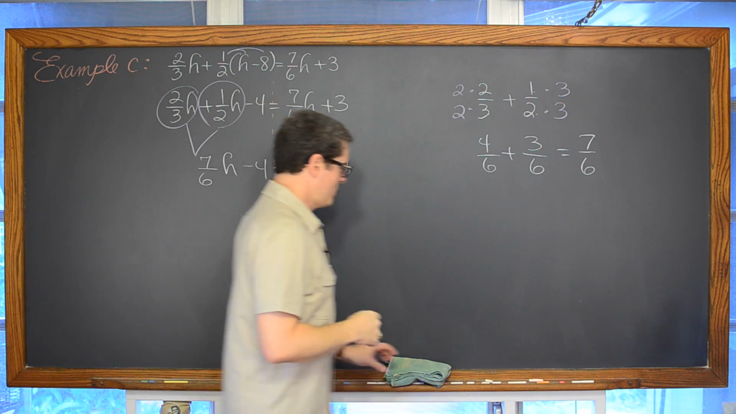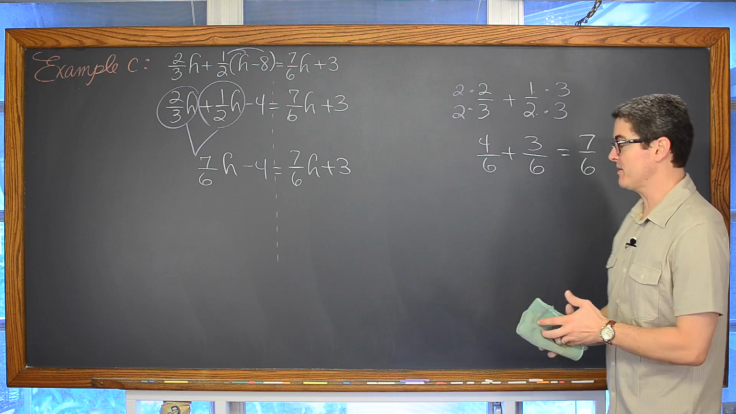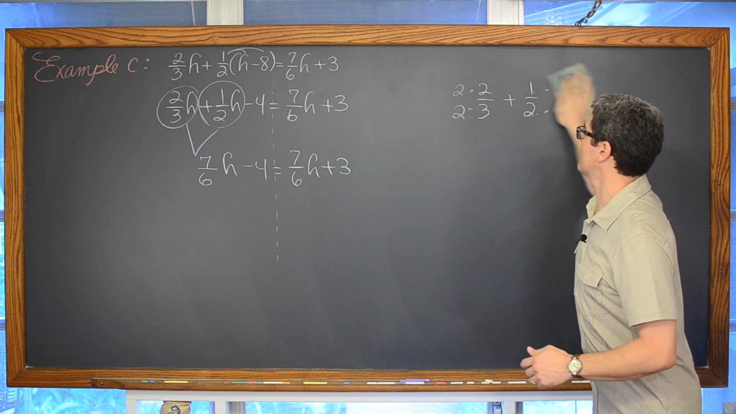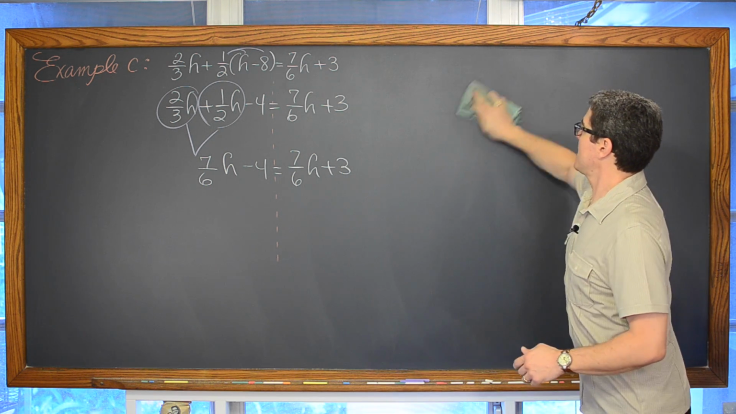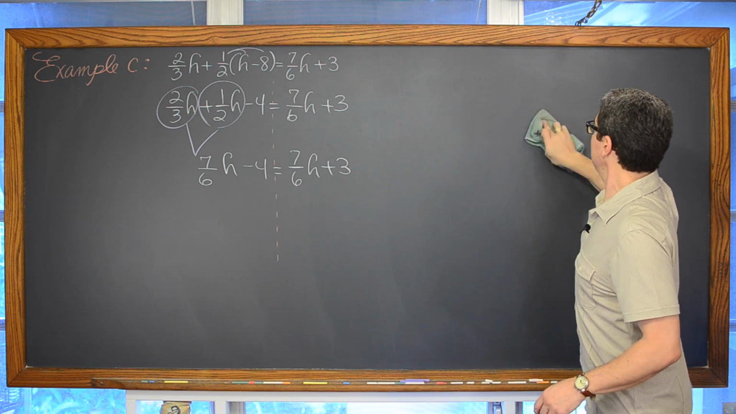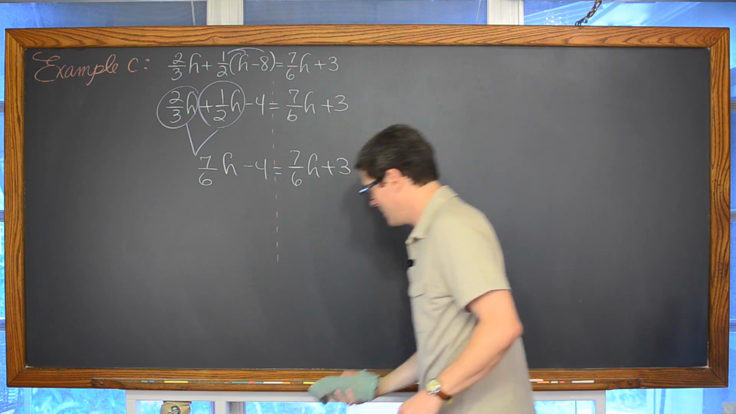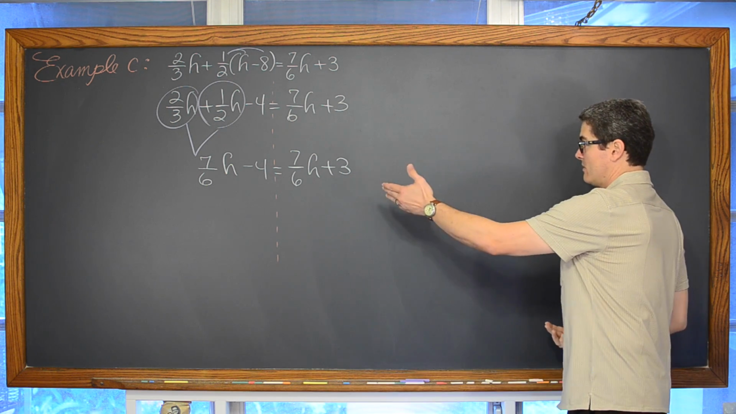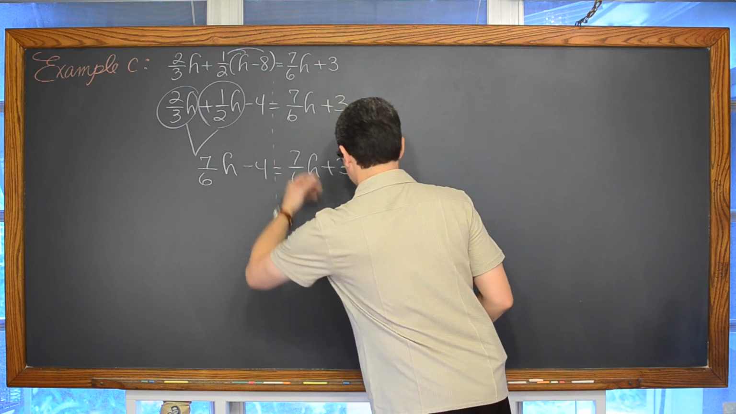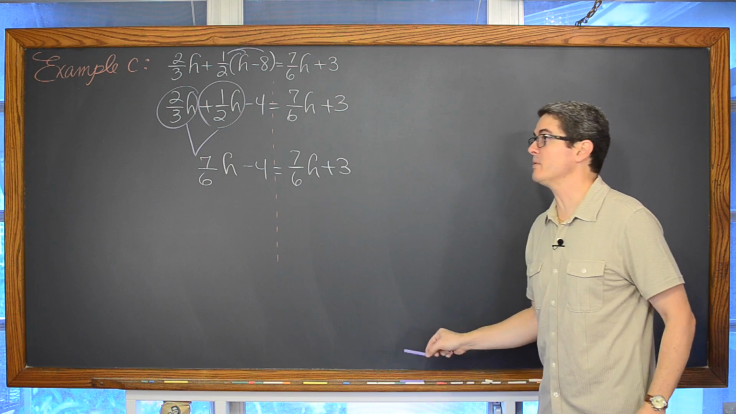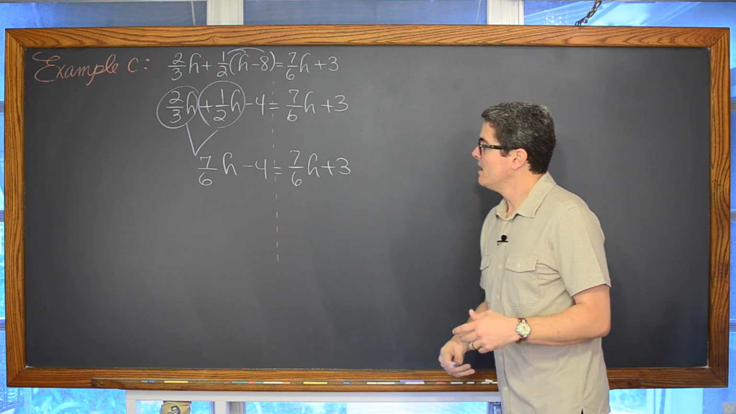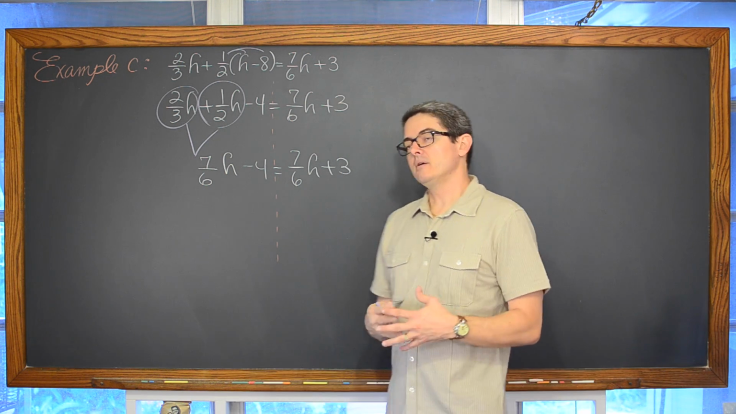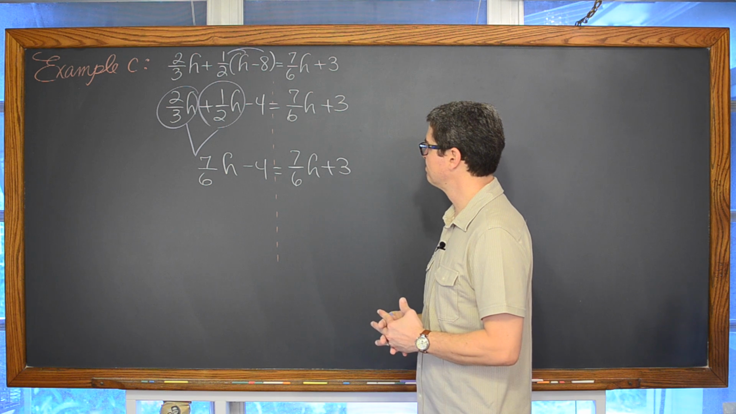Lovely. So we've distributed to get rid of parentheses. We have combined like terms that are on the same side of the equation. And now we are going to try and get the variables on the same side. We have a variable, we have h on the left and on the right. You cannot solve for a variable when it's on both sides of the equation. So we're going to pick one to move.